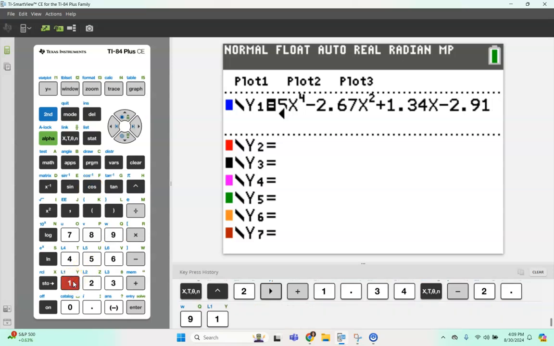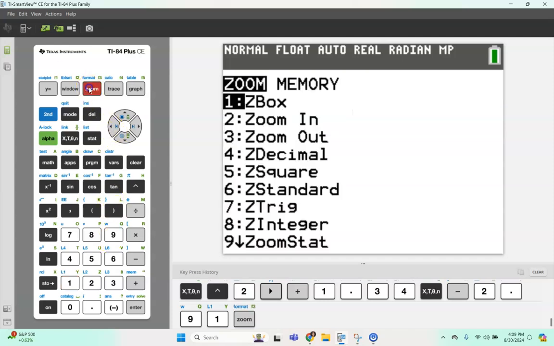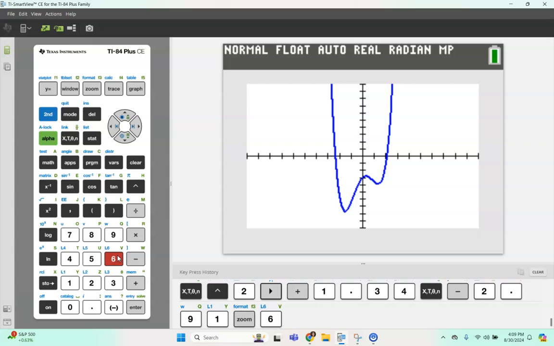Okay, so as you can see, we have to sketch this graph on there as well. A few things you can do. I always like to go to Zoom. And number six, zoom standard, that gives me a negative 10, 10, negative 10, 10 window to see what it looks like. Good thing my graph comes in all of them.